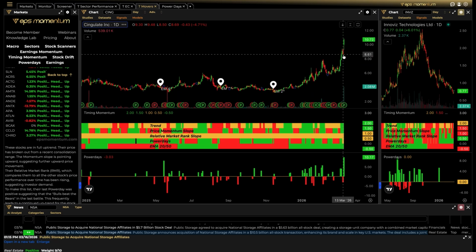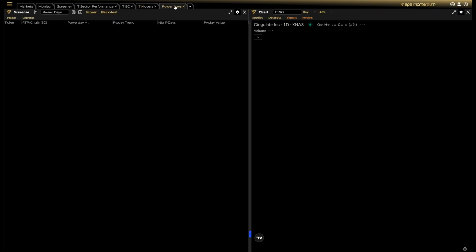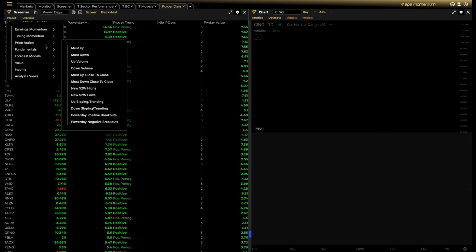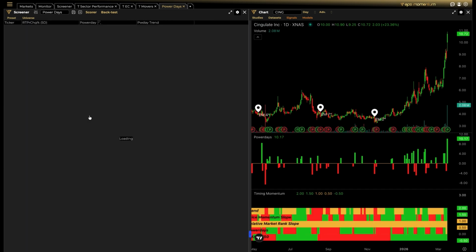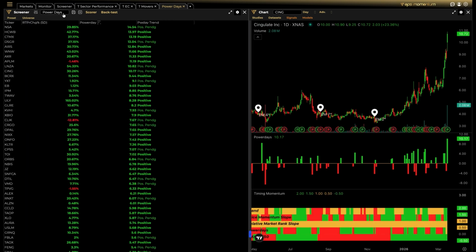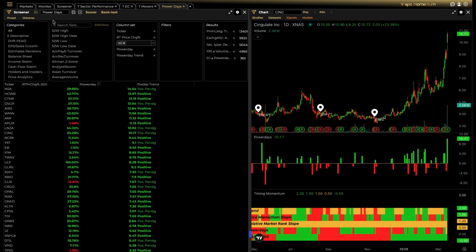Let's take a look at the screener. I'll go into the screener, select the price action preset, and then choose Power Day Positive Breakouts. This immediately filters for stocks showing strong bullish activity. If you're looking for short opportunities, you can switch to Power Day Negative Breakouts.